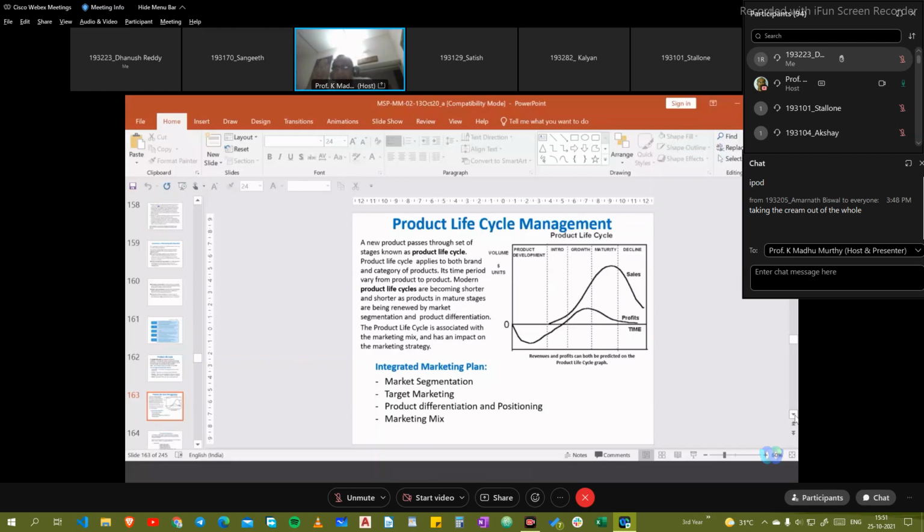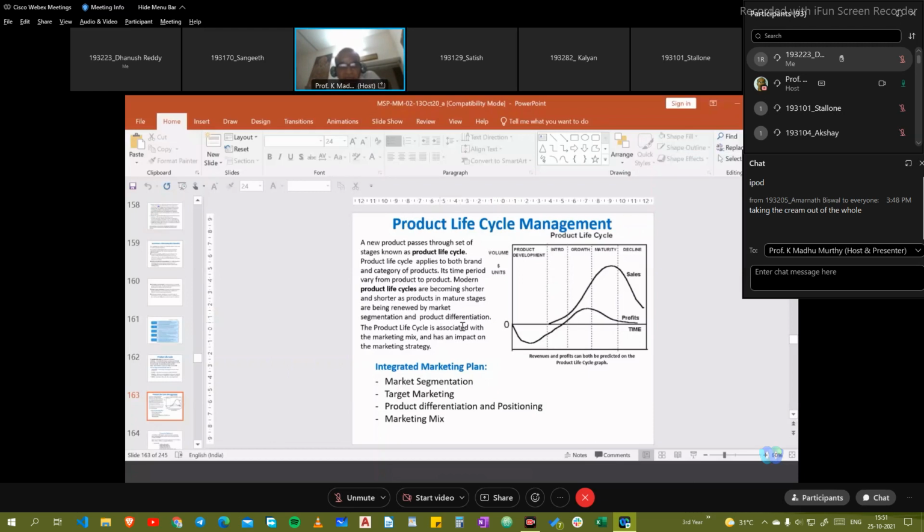And finally, it comes down to a declining phase. But once we have realized that the sales or profits are declining, the organization can also make efforts to revitalize the product and create avenues to increase the benefits. So product life cycles are becoming shorter and shorter, as products in mature stages are being renewed by market segmentation and product differentiation.